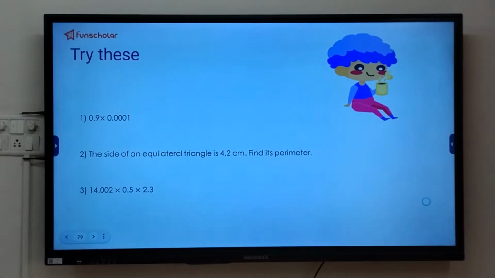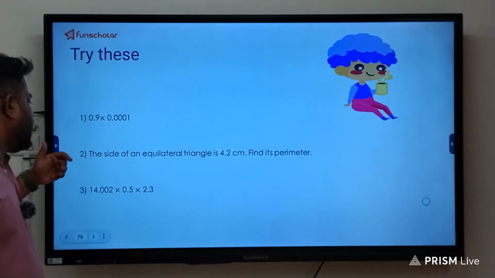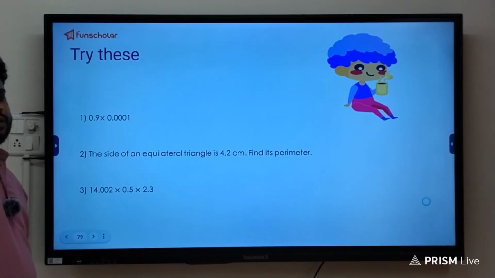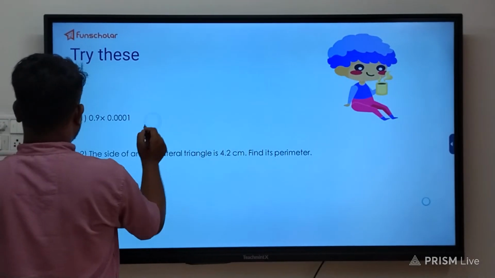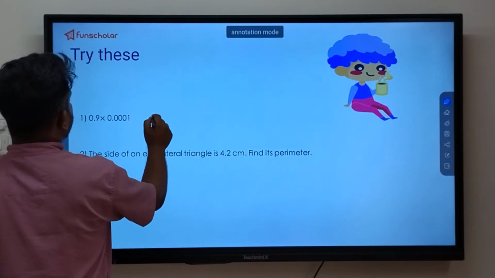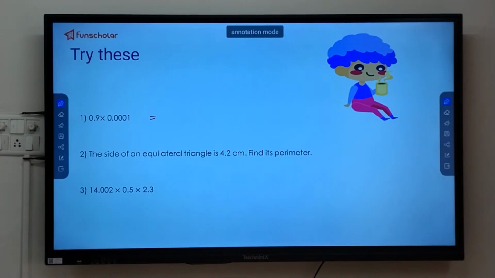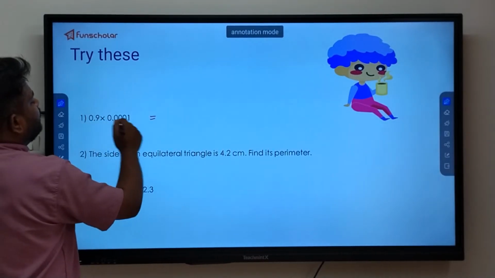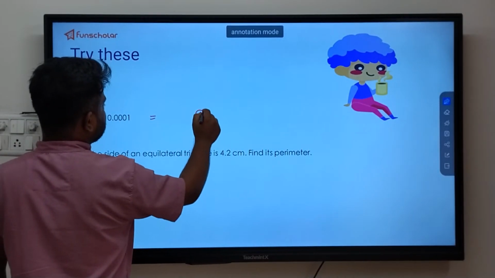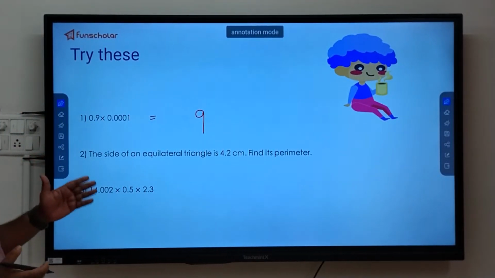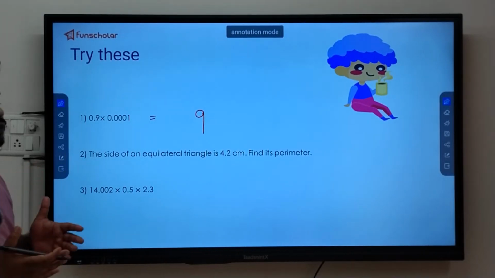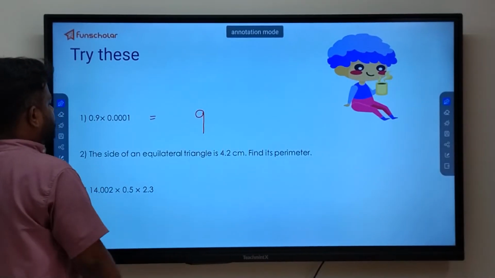The next one. Okay, now they have given you some sums to do. Here we are having 3 sums. So I will try to do 1 or 2 here, and you can try all of these at home. Okay, so the first one is 0.9 into 0.0001. Just simply multiply 9 and 1 and write this by keeping a little space. Why are we keeping the space? Because we will have to write the zeros in those spaces.